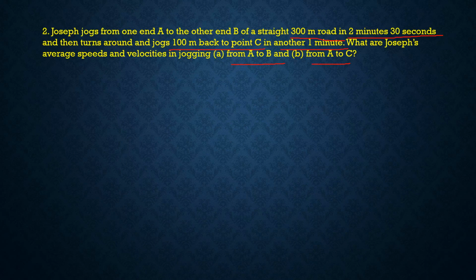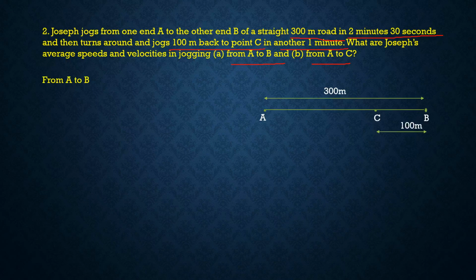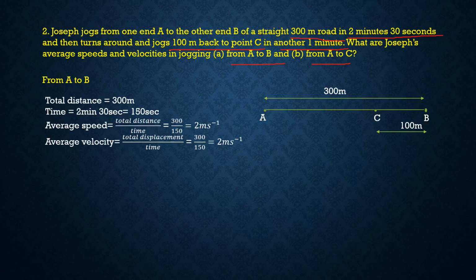So AB is equal to 300 meter and B to C is 100 meter. So from A to B, total distance is 300 meter. Time is 2 minutes 30 seconds, which is equal to 150 seconds. Average speed is equal to total distance upon time. Total distance is 300 divided by 150 is the time. So we will get 2 meters per second.